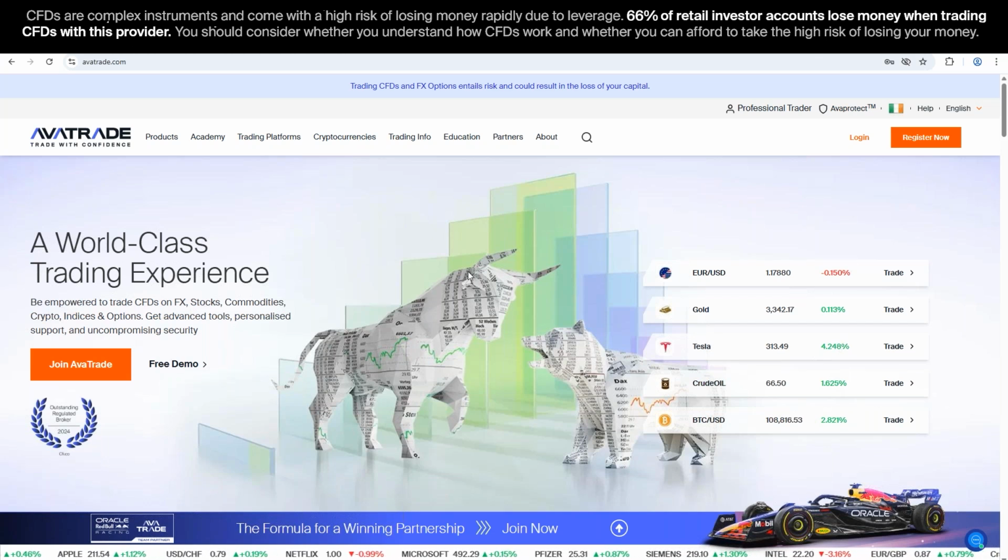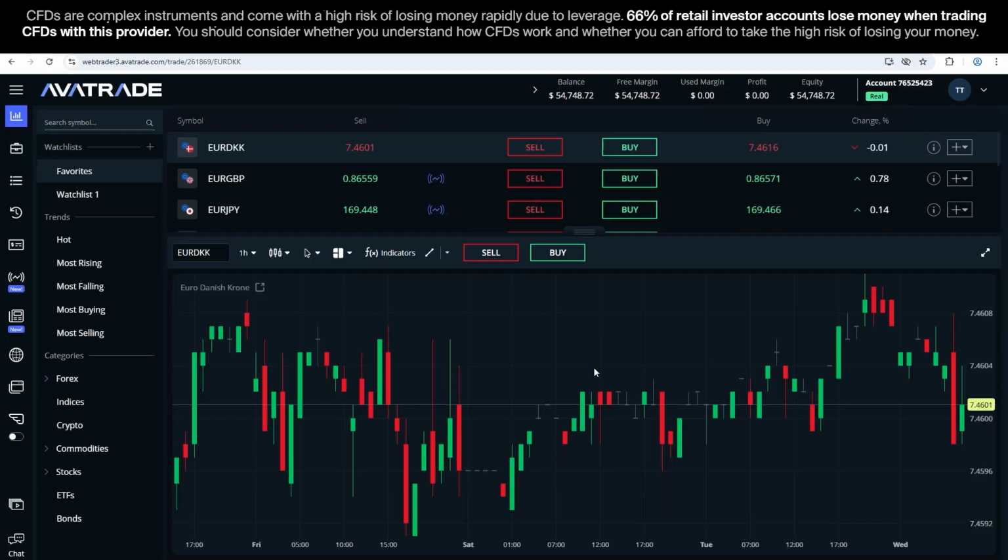Now from our main website, we can log into the web trader platform, which has the same tools and functionalities that you'll also find in the AvaTrade mobile app. And you can trade on both MT4 and MT5 accounts from the one location. So if we log in here in the upper right-hand corner, we'll find ourselves in the web trader platform.